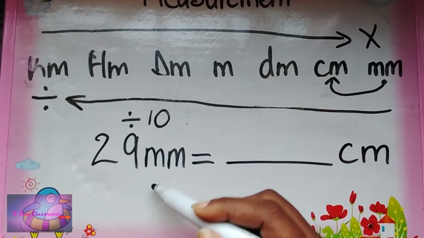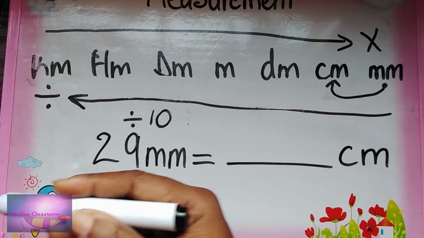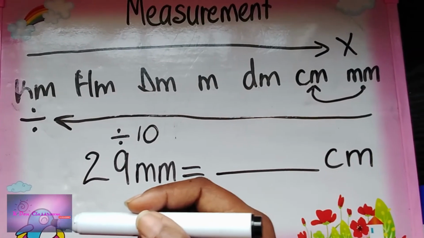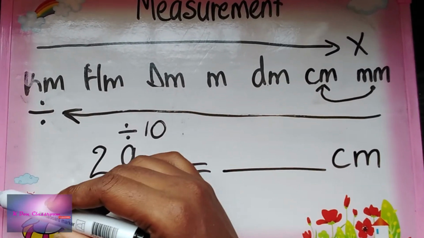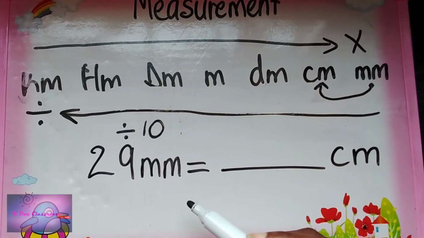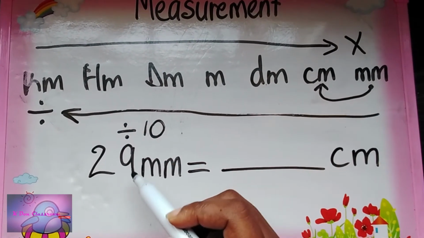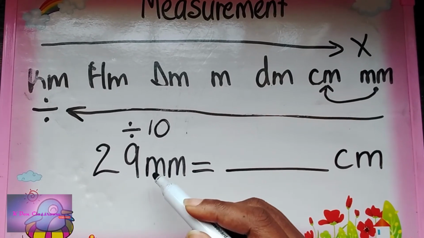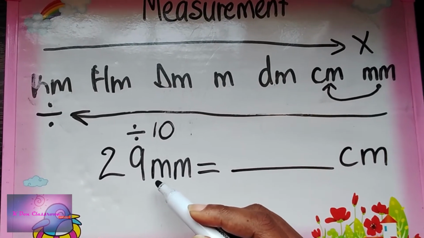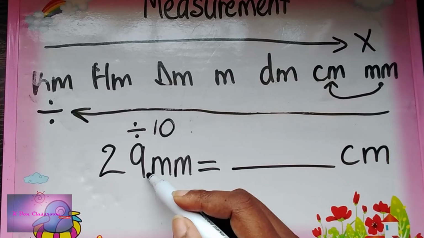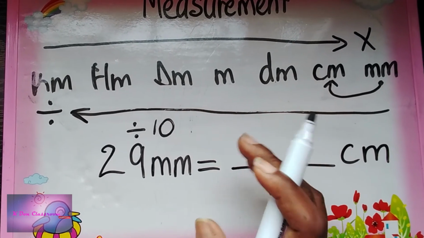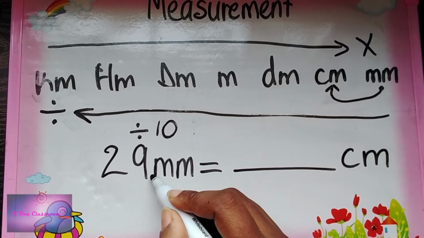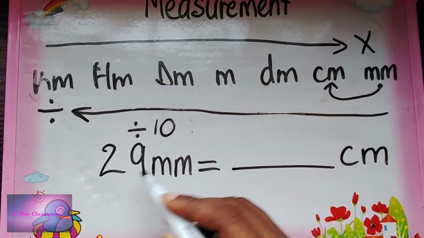Now remember, we are moving to this direction. So any moving that we're going to the left. Where do I start from to get to the left? I must start with my digit 9. Now every whole number has an imaginary decimal point. Every whole number. And it is to the end of the last digit.